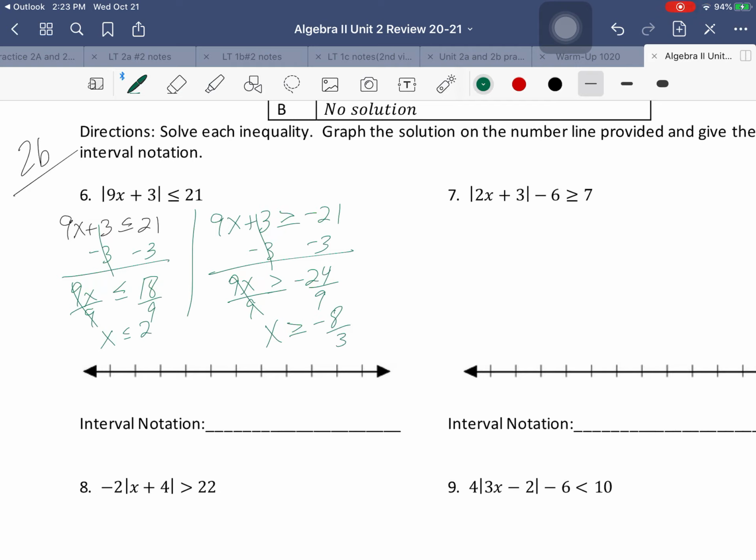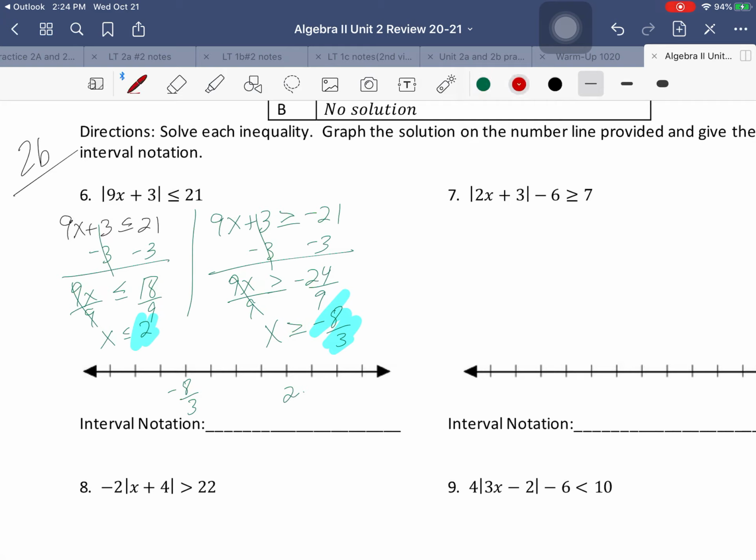So what I do on a number line, I just look at -8 over 3 and I look at 2, which one's the smaller number. -8 over 3, I'm just going to put it somewhere in the number line. And 2 I'll put over on the right side of the number line, because it's bigger. Doesn't matter, I'm not looking at the intervals. I'm just looking at the placement of those numbers.